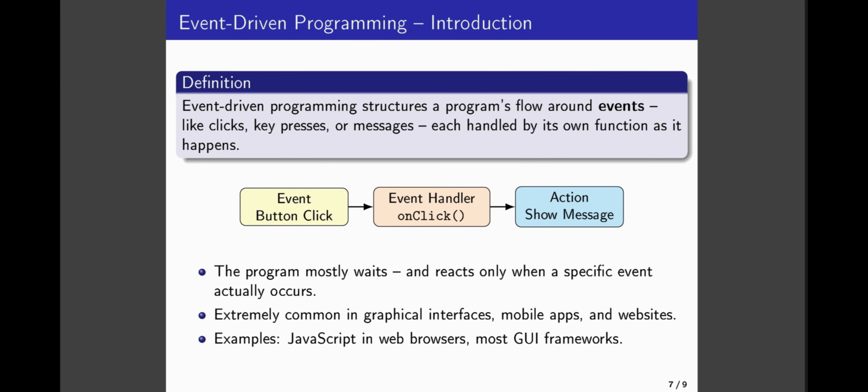And now the paradigm you have almost certainly interacted with already, even if you didn't know its name: event driven programming. Event driven programming structures a program's flow around events like clicks, key presses, or messages, each handled by its own function as it happens. Take a look at this flow. An event occurs, like a button click, that triggers an event handler, here onClick, which then performs an action, in this case showing a message.